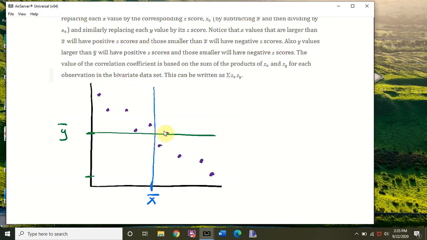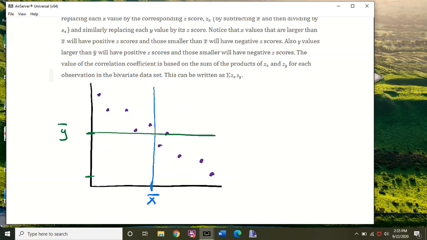Any data up above this is going to have a y value that's bigger than average. So these are all going to have positive z-scores for y, whereas these dots below average y are less than the average y value, and these will have z-scores that are negative for y. Basically, I'm going to call these four quadrants, and we're going to notate what the z-scores would be for x and y.